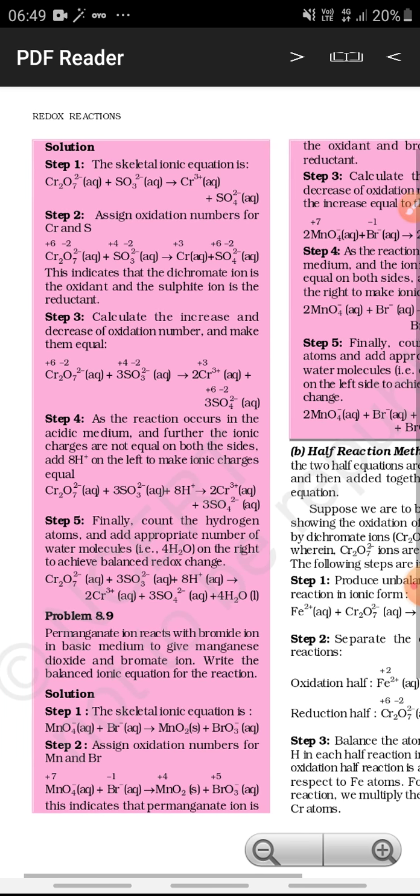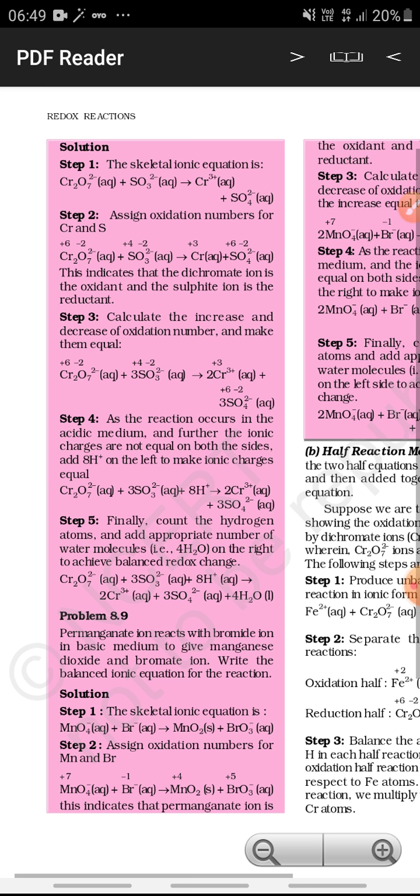Now an example is there for you. We'll be balancing the chemical equation: Cr2O7 2 negative, in aqueous medium, reacts with SO3 2 negative in aqueous medium to give Cr3 positive and SO4 2 negative. Now the first step is to write the skeletal equation. This is the skeletal equation.